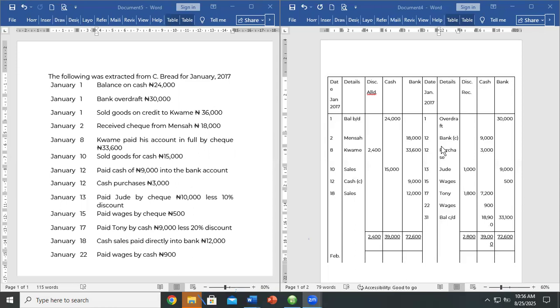Cash purchases. We are making purchases with cash, so we credit the cash book. On the 12th again, purchases 3,000 under cash. Now 13th, paid Jude by check 10,000 less 10% discount. So we are making a payment, so you record this at the credit side, 13th, Jude. But we are being told there's a discount. And 10% of 10,000 is how much? 1,000. So you show that 1,000 as a discount received.